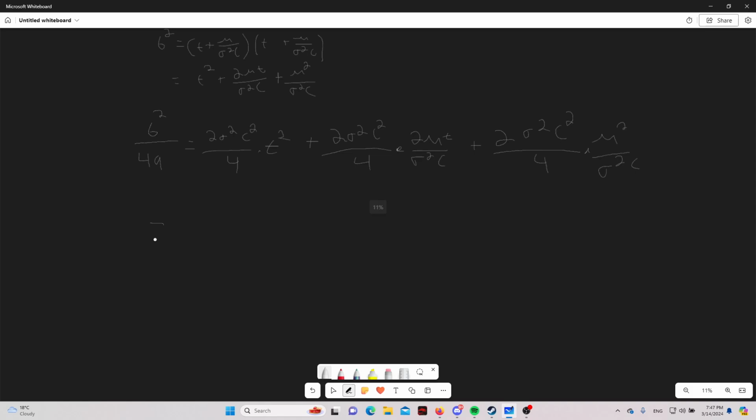Alright, so now let's just continue. So this is sigma squared c squared t squared over 2, because the 2 and 4 divide. And then here, so the sigmas cancel out. This 2 times 2 divided by 4 cancels out.